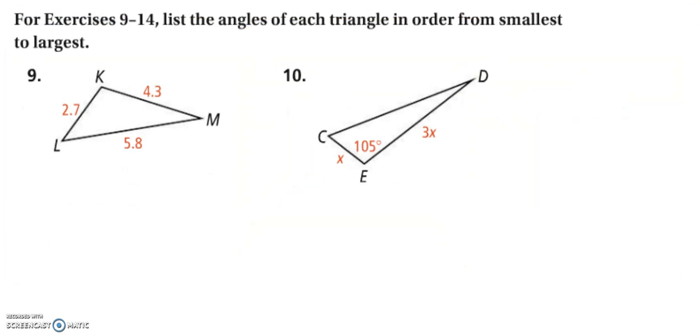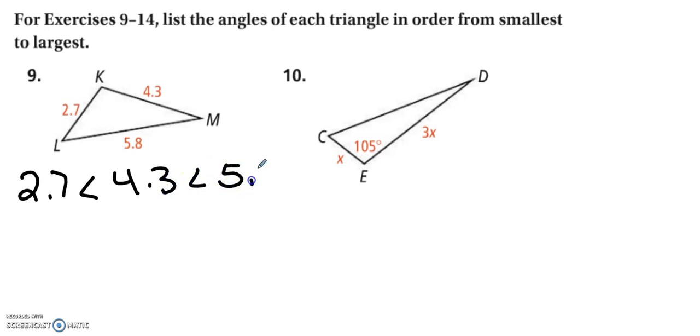So for instance, here's the triangle. List the angles in order from smallest to largest. I don't know what the angle measure is going to be, but I can tell you from side lengths which angle is going to be bigger than the other. So to do this, I'm going to first list my sides from smallest to largest. So 2.7 is less than 4.3, which is less than 5.8. So those are my sides, shortest to longest.